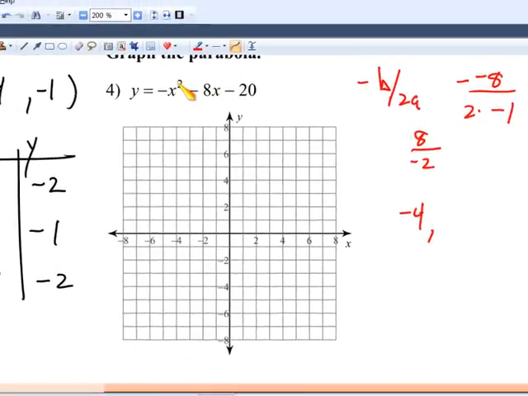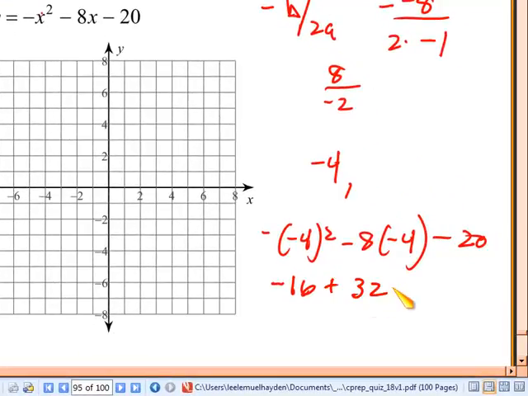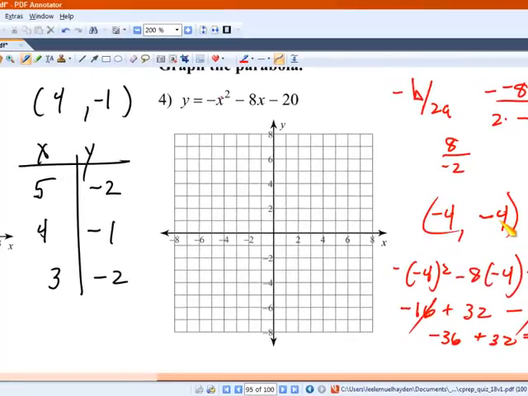So now let me take the -4, I put it back in, I get -4 squared minus 8 times -4 minus 20. Well, the negative 4 squared is 16, and then I apply the negative sign, so I get negative 16. This is going to be plus 32, then this is going to be minus 20. So negative 36 plus 32 gives me negative 4. So that means my vertex is negative 4, negative 4.